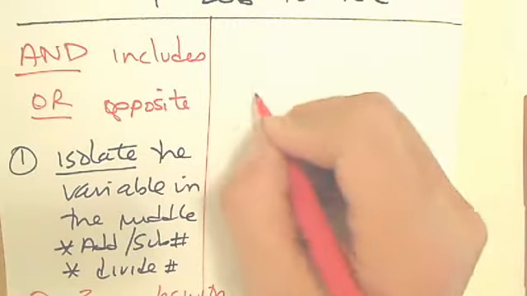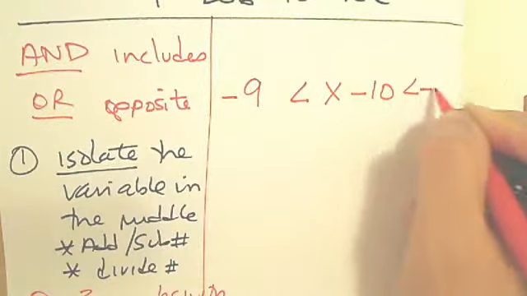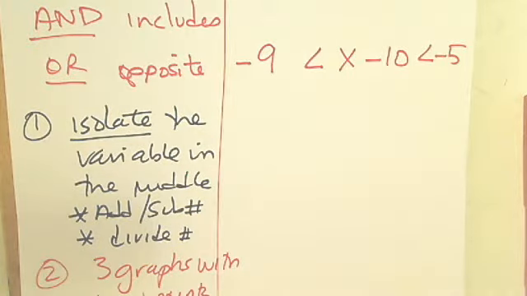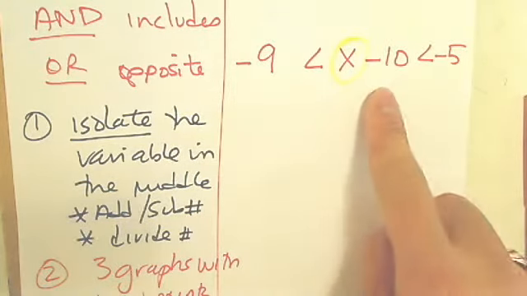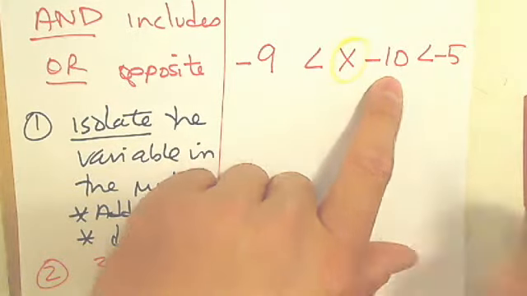Here we go. For example, negative 9 is less than x minus 10 is less than negative 5. Now we have things everywhere, letters on the left, letters on the right. Everything you've learned so far in chapter 3 is going to come together right now. So all you do is go through the steps. We want to get x by itself, so we have to get rid of the negative 10. This is weird at first, but it will make sense.